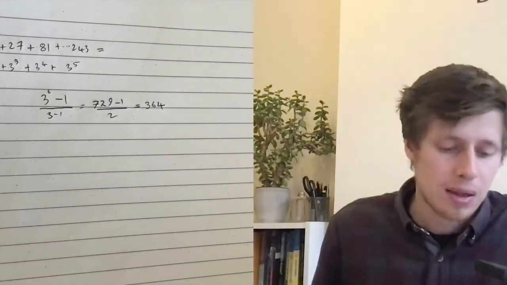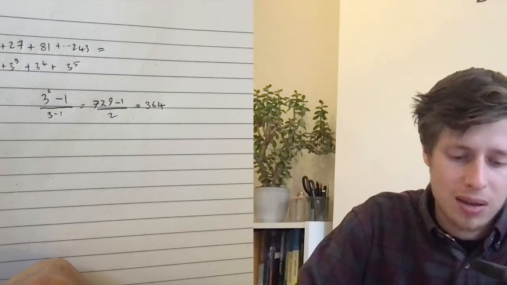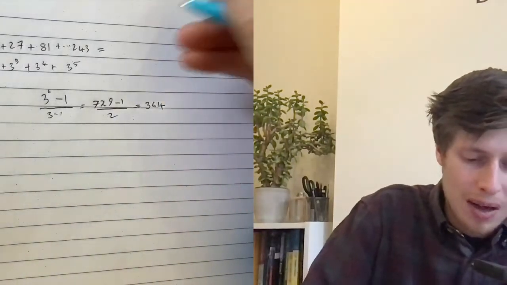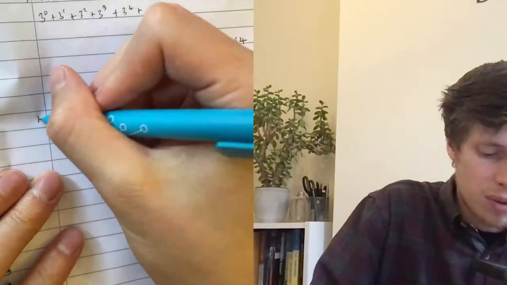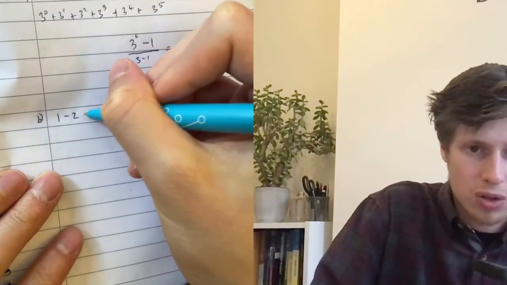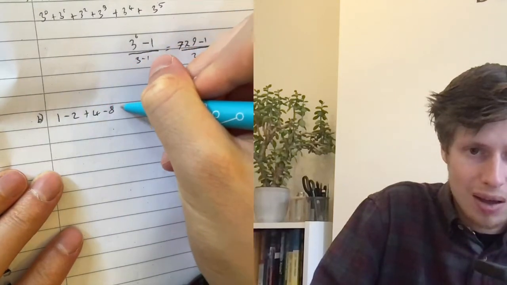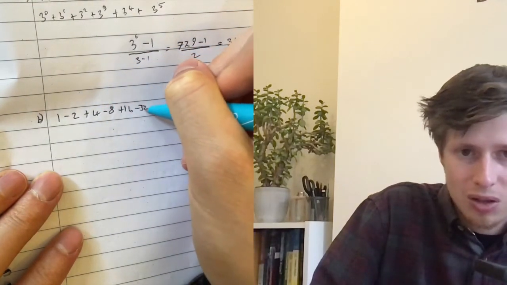Okay. So, yeah, that's that one. And so you might wonder how that works. We'll get onto that, but for now, let's go on to B. Okay, so we have 1 take away 2 plus 4 take away 8 plus 16 minus 32 plus all the way to 256.